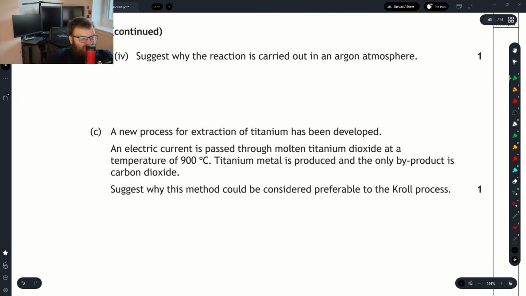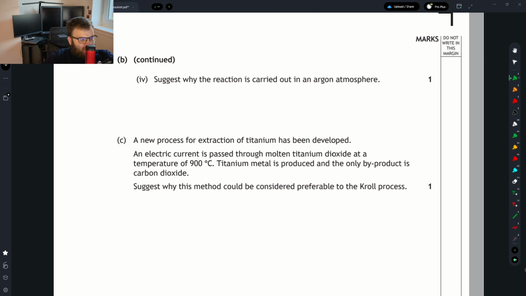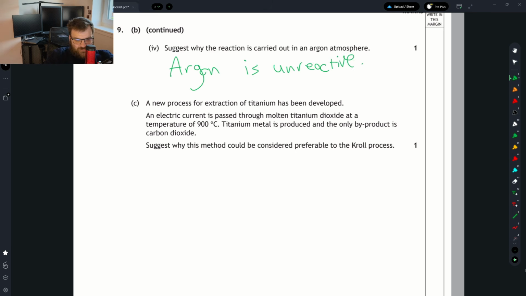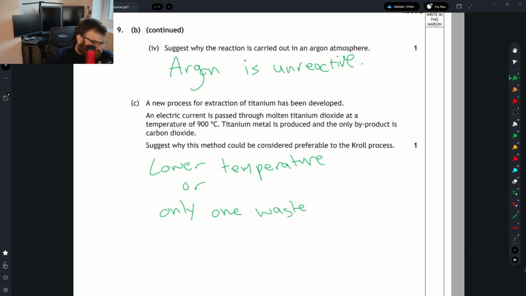Here, why would you do a reaction in argon? Well, argon is an unreactive substance. Asked here about which one would be preferable. Number one, it's a lower temperature than we had in the other one. Or there's less waste, only one waste product. That will result in a higher atom economy.